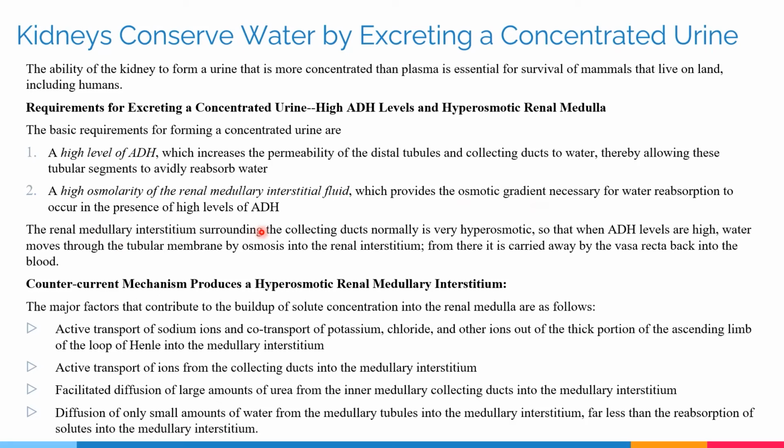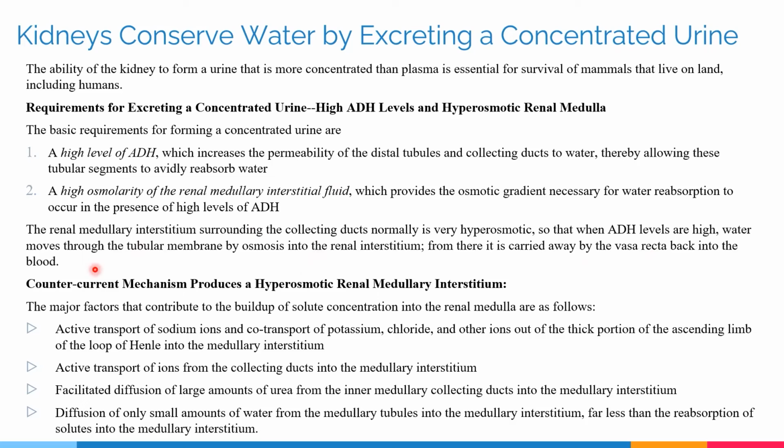So if there is a high osmolarity of the renal interstitium, this creates a concentration gradient of water, so that just via passive osmosis, water can flow into the renal interstitium from the tubular lumen. The renal medullary interstitium surrounding the collecting ducts normally is very hyperosmotic, so that when ADH levels are high, water moves through the tubular membrane by osmosis itself, and no energy is required as it moves into the renal interstitium. From there, it is carried by the vasa recta back into the blood.